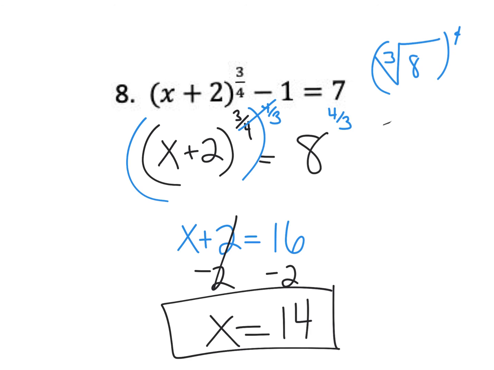It's always a good idea to check for any extraneous solutions. It only takes a second to make sure. When you plug in 14, you get 14 plus 2 is 16. 16 to the 3/4 power is 8 on the calculator. 8 minus 1 is 7, so we're in good shape.